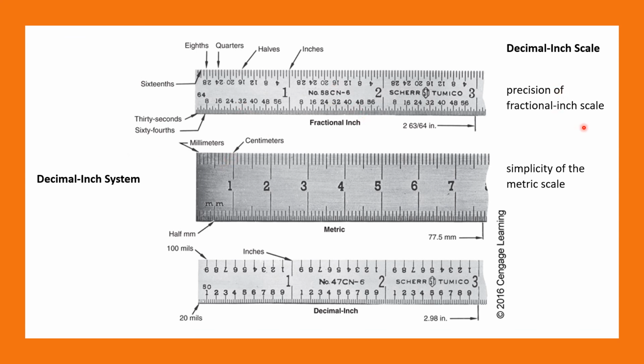So precision of the fractional inch scale is so important. If your instrument isn't precise, it will be very difficult to use it. Simplicity of the metric system, it's got to be simple. If it isn't simple, nobody wants to use it. So when you take a look at the metric rule, you're going to see how simple it is to come up with a linear measurement. When you look at this fractional inch, we use it only for the precision study here.